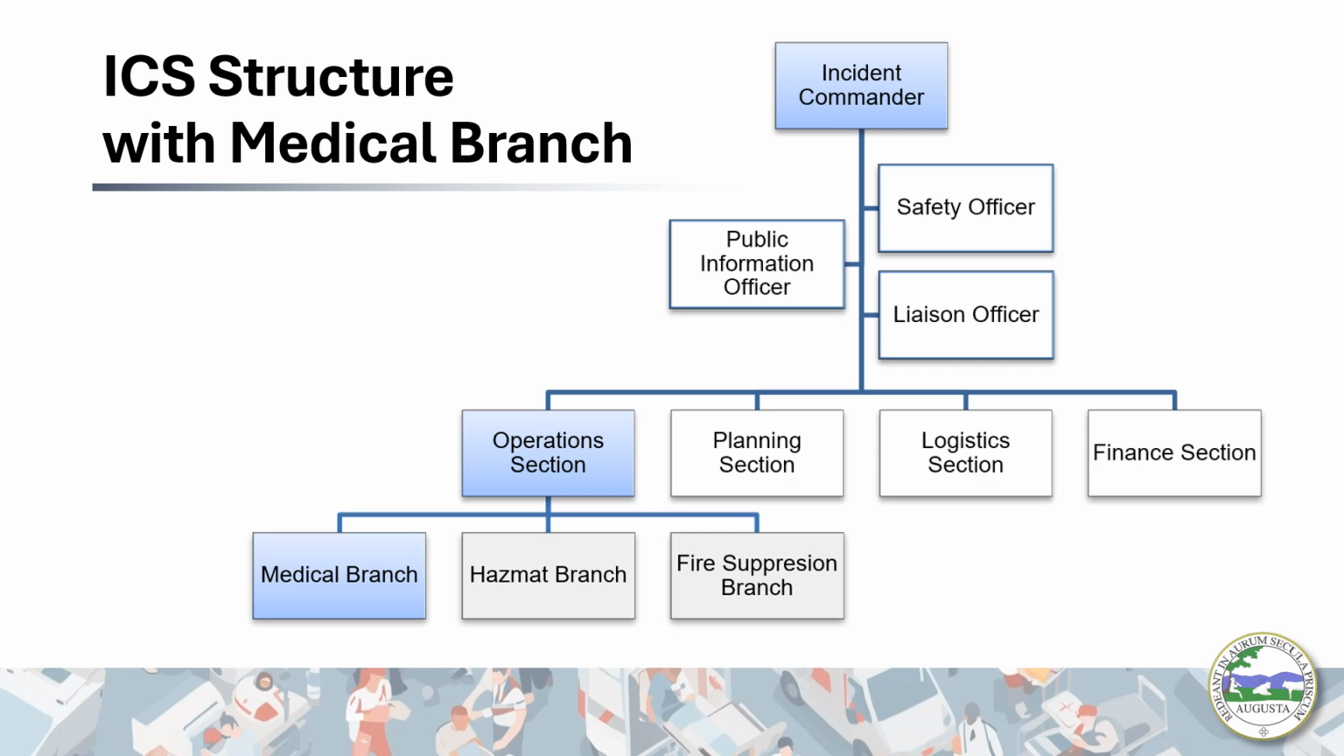The medical branch operates under the operations section, managing all patient care functions. It oversees triage, treatment, and transportation. This structure ensures clear coordination, efficient resource use, and organized patient flow during a mass casualty incident.